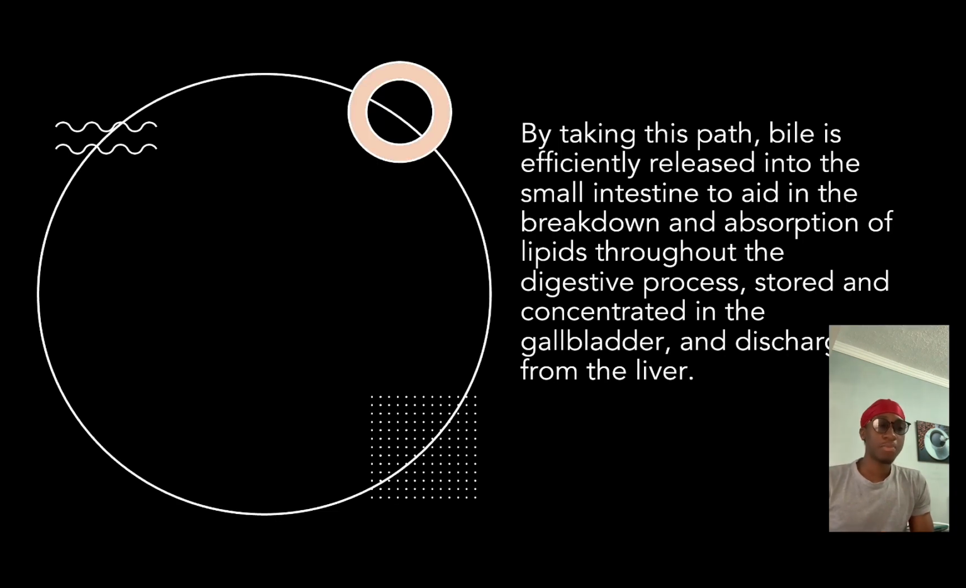By taking this path, bile is efficiently released into the small intestine to aid in the breakdown and absorption of lipids through the digestive process, after being discharged from the liver, stored and concentrated in the gallbladder. The end.